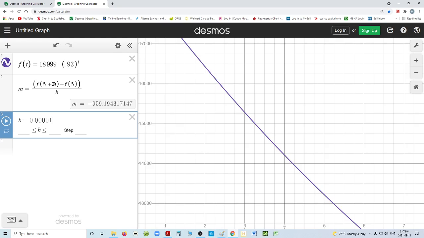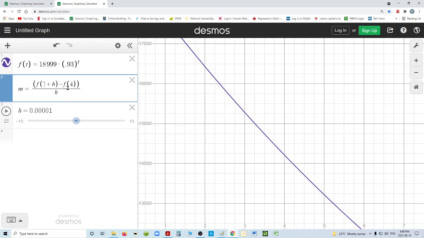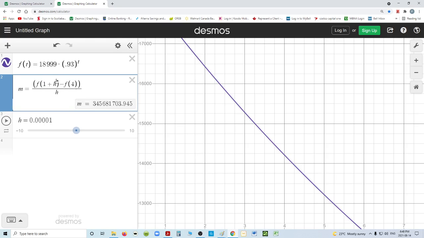How much is it losing in the 4th year? 1,000. How much is it losing in the 1st year? 1,200. So it's losing much more in the first couple of years, and that's actually normal for curves. How much is it going to be losing in the 7th year? Only 829. So the answer to this question is what is the instantaneous rate of change of this car at year 5? It is negative $959.19 per year.